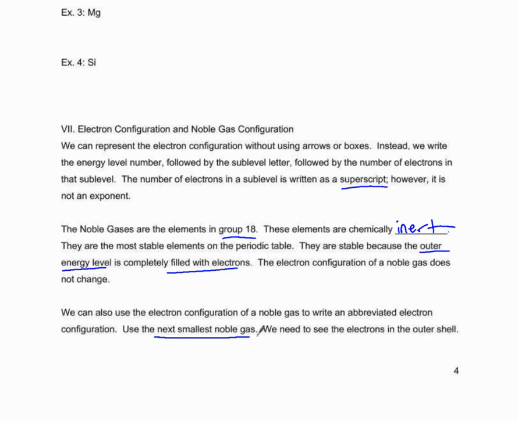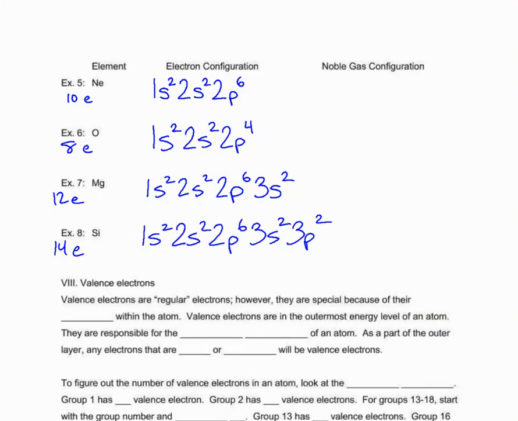So we want to figure out what's the next smallest noble gas. So to do this, you're going to look up one period and all the way to the right. So we're going to use the next smallest noble gas, but it's important we need to see the electrons in the outer shell. So here's how we're going to abbreviate these.